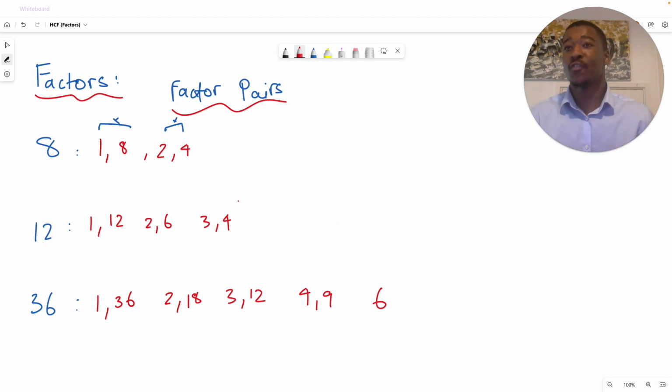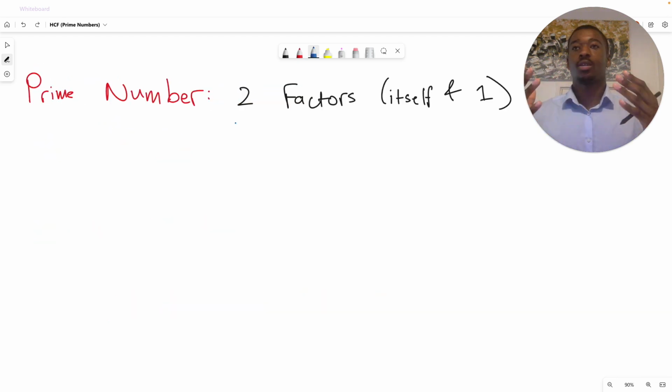So that's how factors work. Any number that goes into our given number. Next, to work out HCF, we need to understand prime numbers. Now, when it comes to prime numbers, we simply need to remember the definition. A prime number is any number that has only two factors.